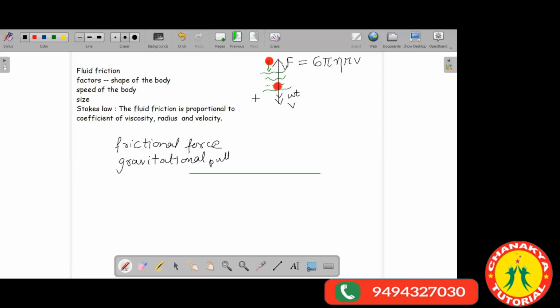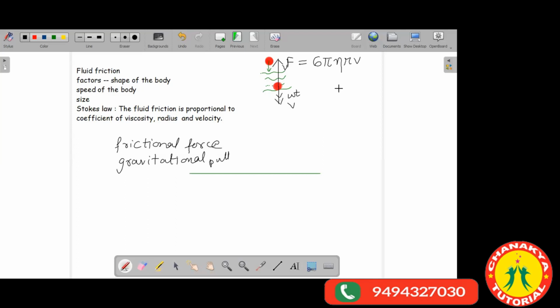You can observe something similar to this. Suppose you are cycling and a fast wind is blowing opposite to you, so you will experience a greater amount of frictional force to cross that air. A similar thing happens here also. The ball is passing through the air, and since motion is relative, whether the air is moving or the ball is moving, it's the same thing. There will be the same amount of frictional force, equal to 6 pi eta R v.